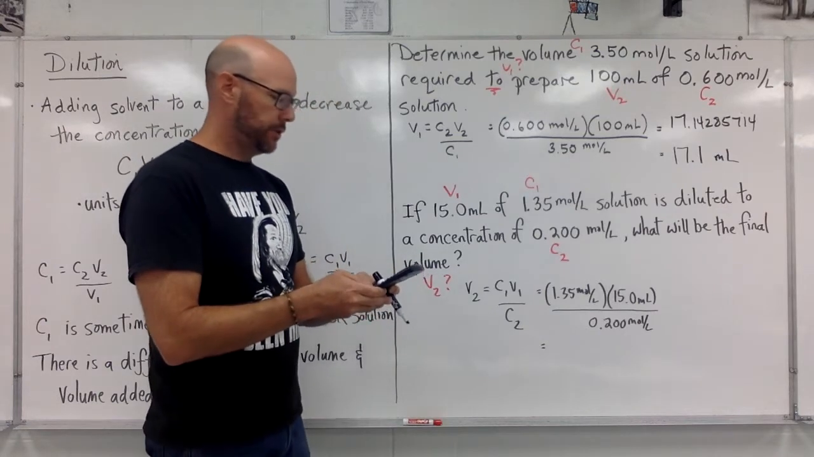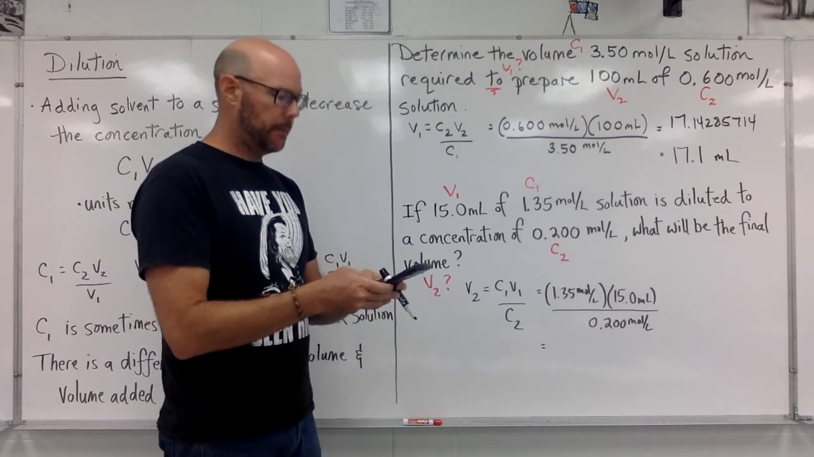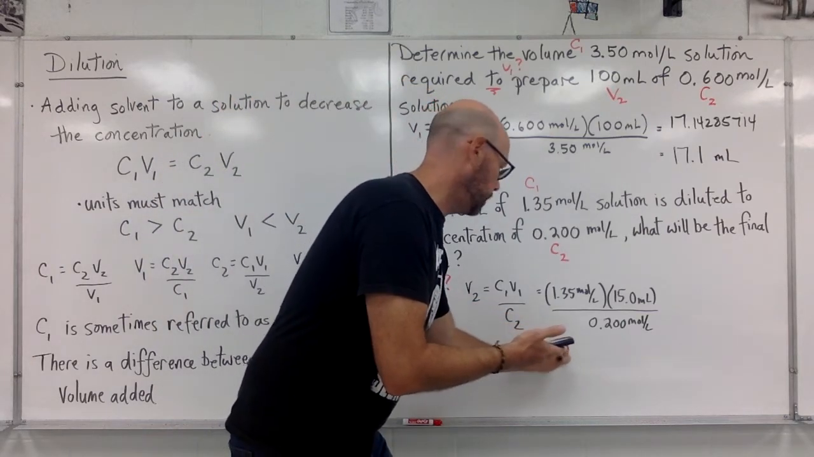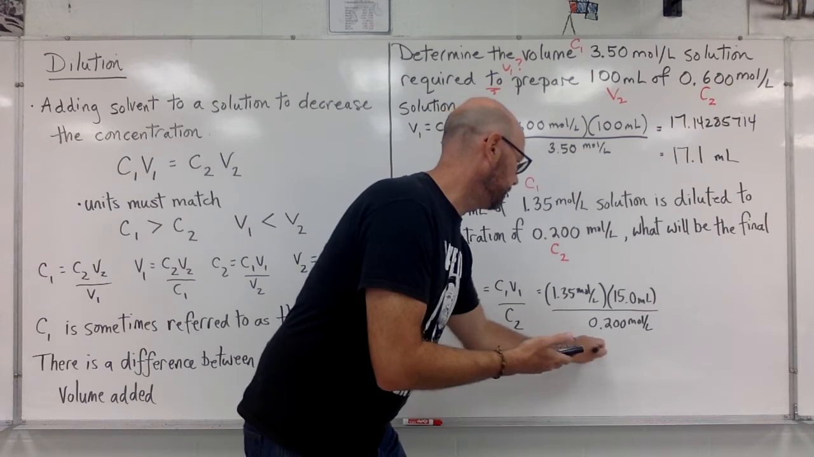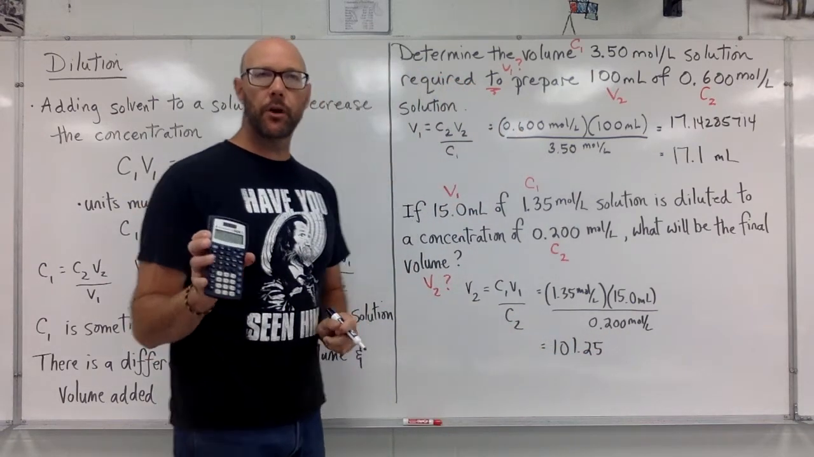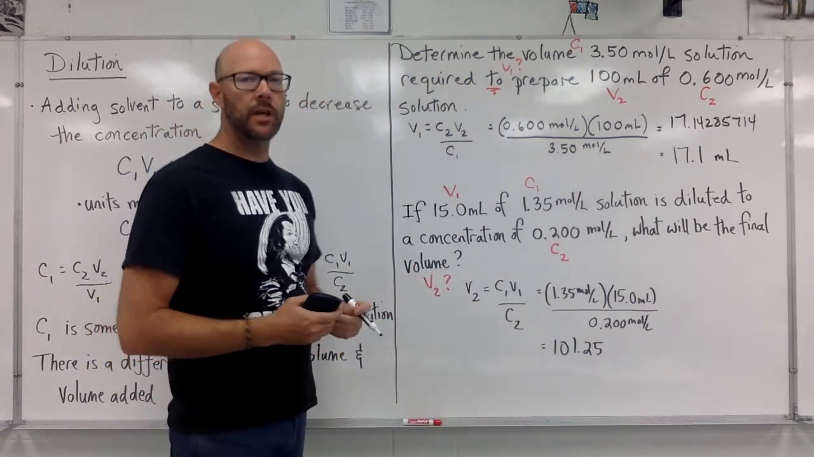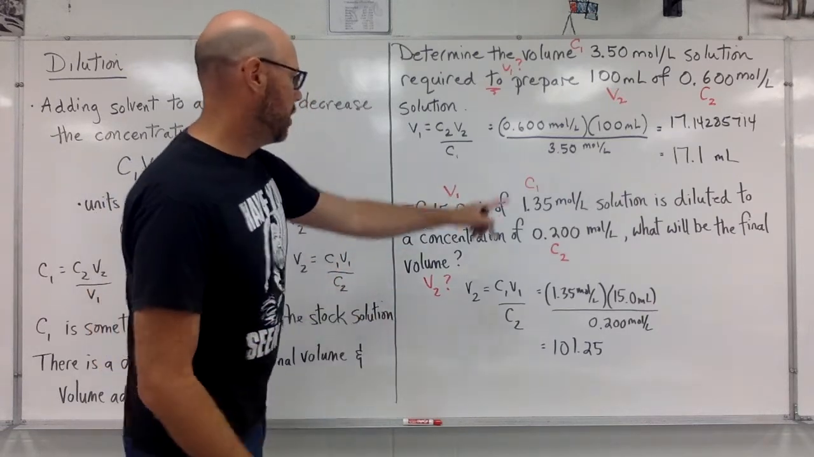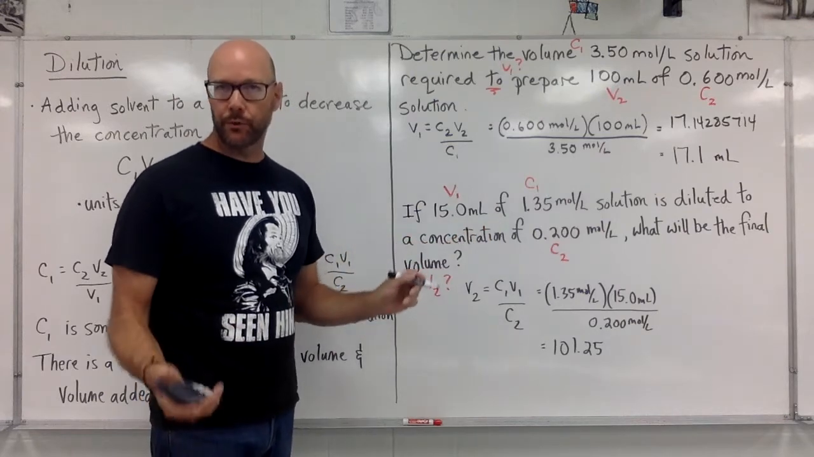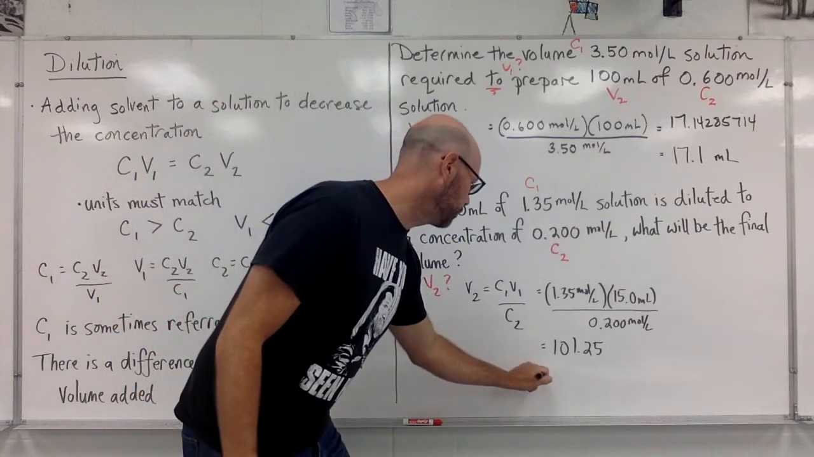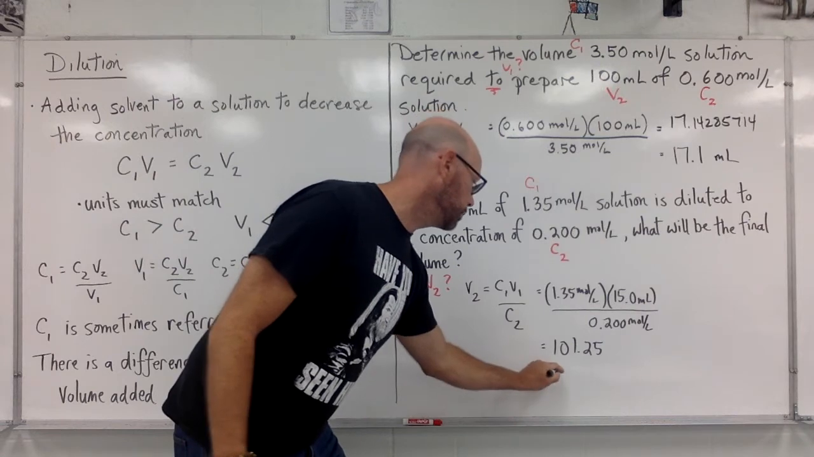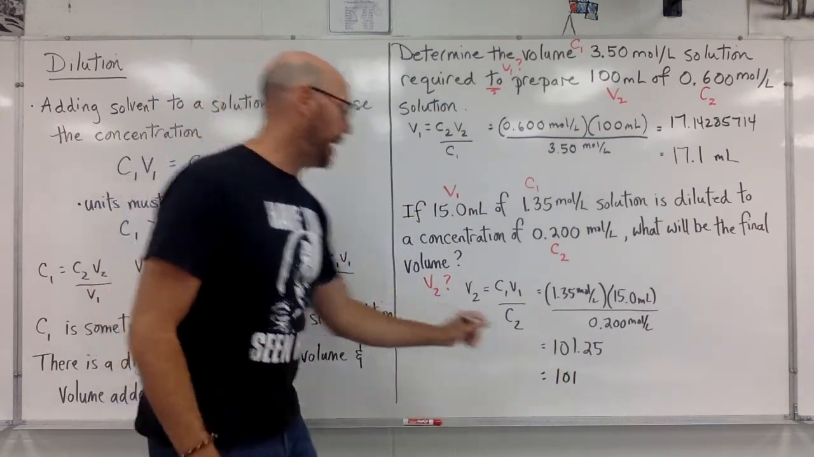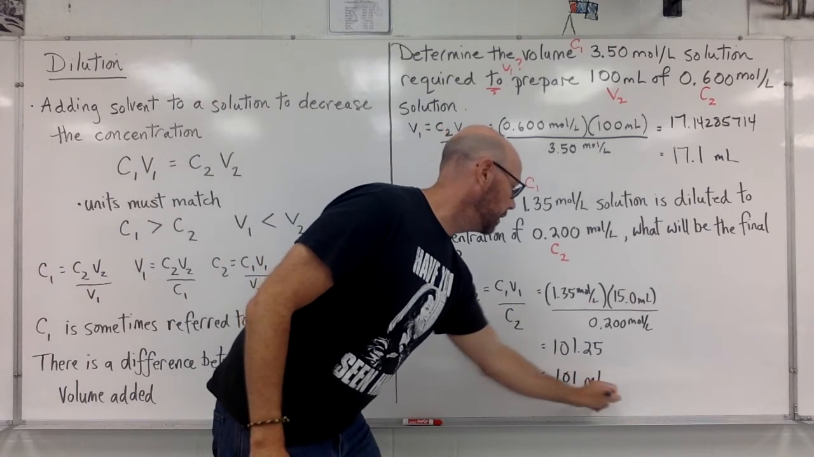1.35 times 15 divided by 0.2. I get 101.25. The raw answer that comes out on my calculator screen, there it is. I need to apply my significant digits and get some units in here. The three numbers in the question had three significant digits, so I round this off appropriately. Rounds down to 101. And again, this was the volume that we had in milliliters.